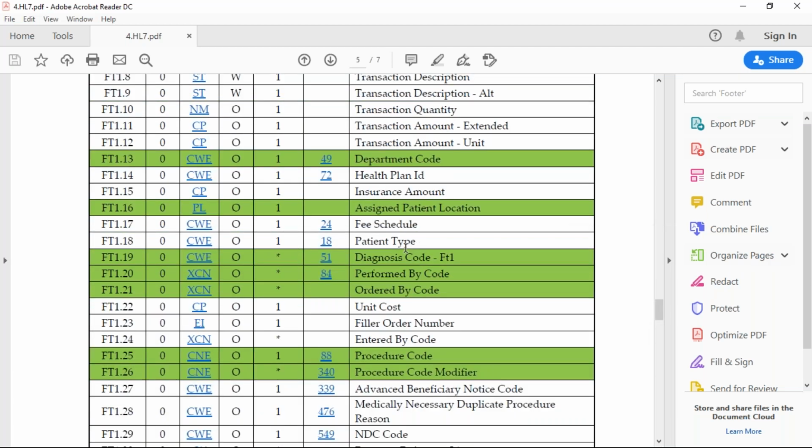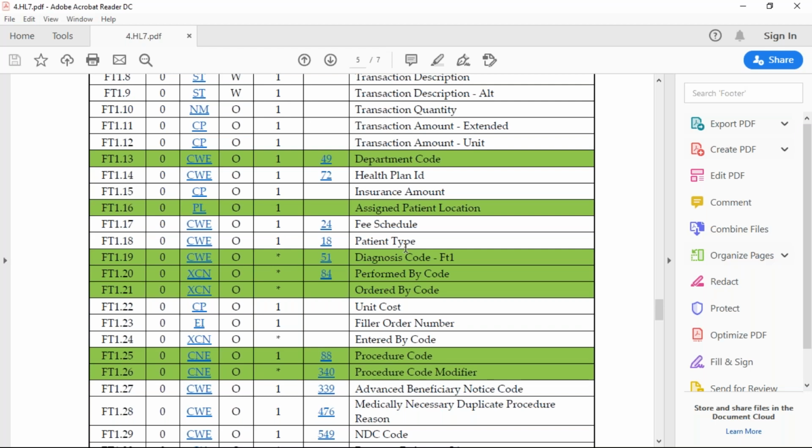FT113 is the department code. So what is department code? Whenever we have an appointment, we usually schedule that for one specific department, right? Whether the patient is going to be meeting a physician, or an orthopedician or cardiologist, and so on. So the department information will be sent in FT113.